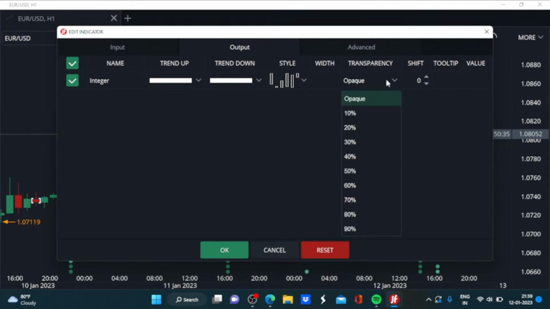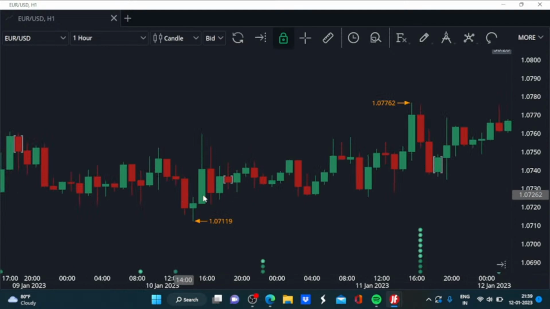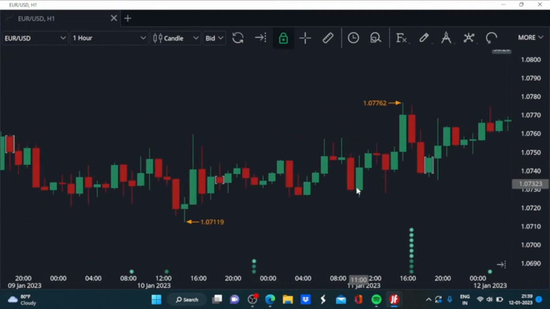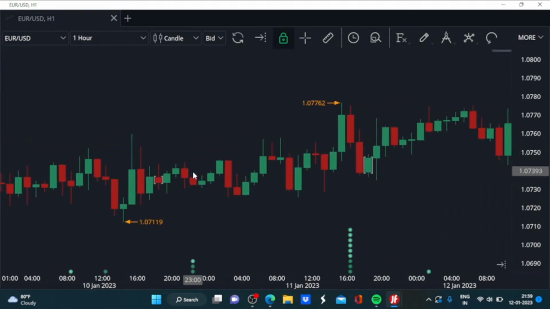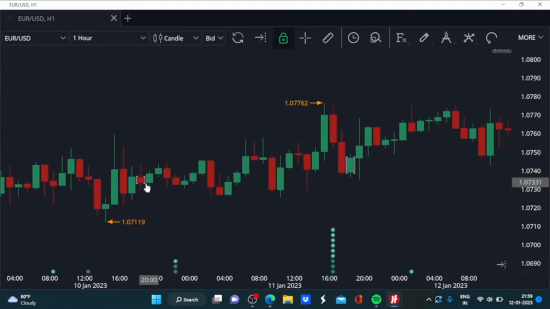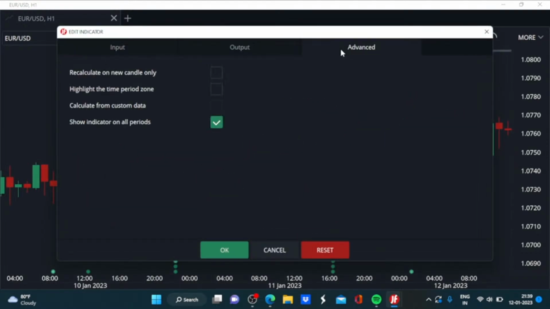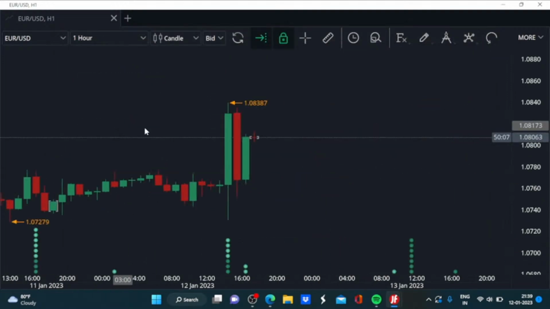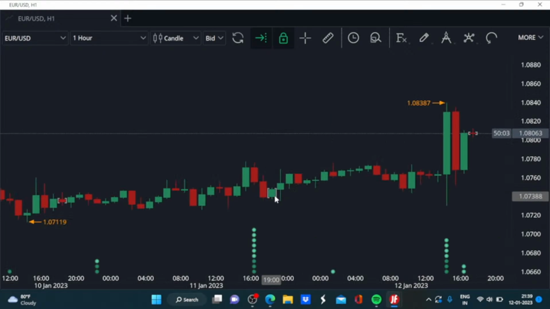Now here, the transparency can also be reduced if you want to make it less prominent on the chart. So here it is there, but it is not looking too prominent. You can always have other data points to bear in mind. All right. Now again editing. Coming to the advanced editing option, recalculate on new candle only. This is not going to cast much of an impact. It will be formed anyway.